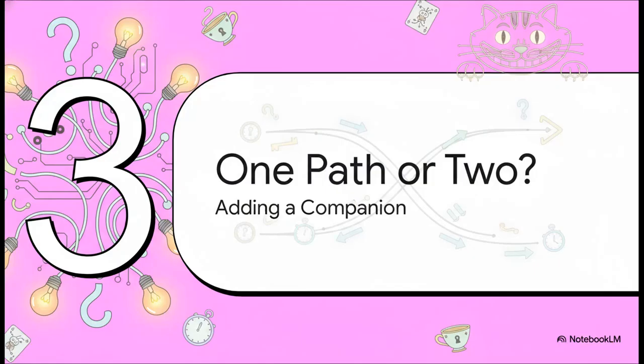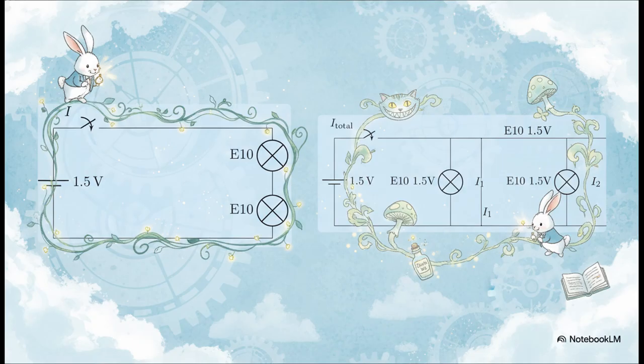Okay, so a single bulb is pretty straightforward. But what happens if we add a second bulb? This is where things get really, really interesting, because as it turns out, there's more than one way to wire it up. We've got two main options here. On the left, we have what's called a series circuit. See how the bulbs are in a single file line? The electricity has to go through the first one to get to the second one. On the right, we have a parallel circuit. Here, the path splits, kind of like a fork in the road, giving the electricity two separate branches to flow through, one for each bulb.